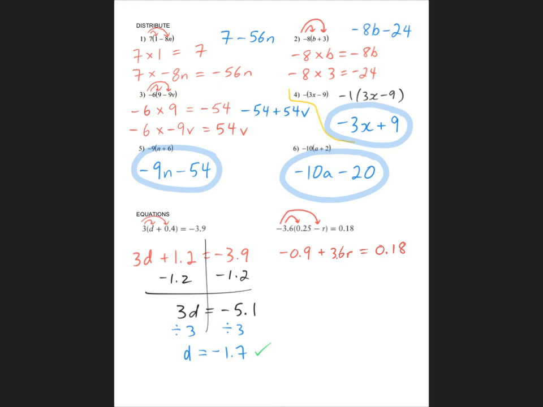So now we're just going to draw a line through the equal sign. We're going to get rid of this -0.9 by adding it to both sides. And that gives us 3.6r on the left equals 1.08, and then we're going to divide both sides by 3.6. Divide by 3.6, and we get r equals 0.3.